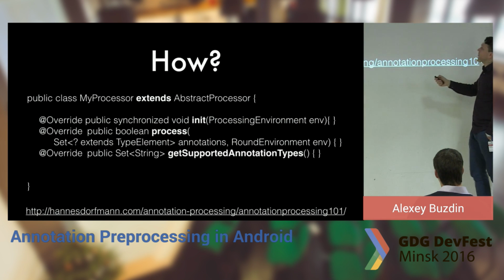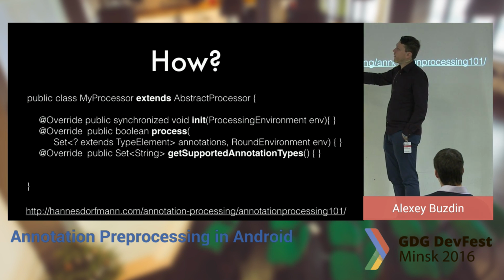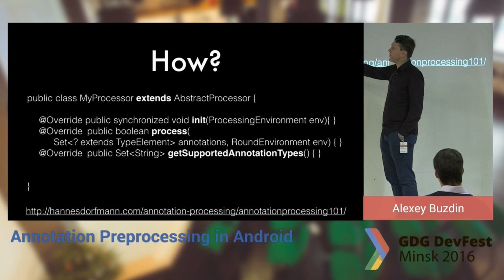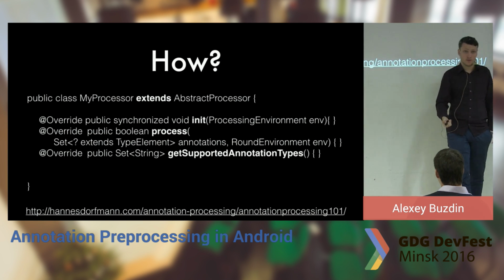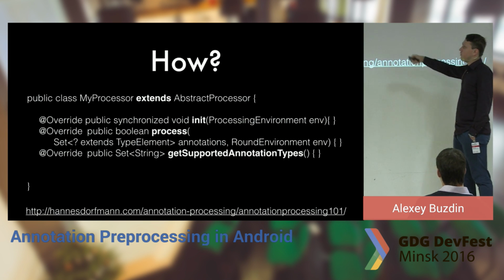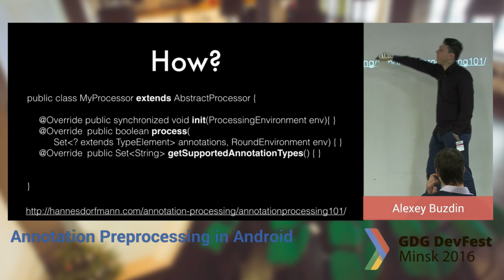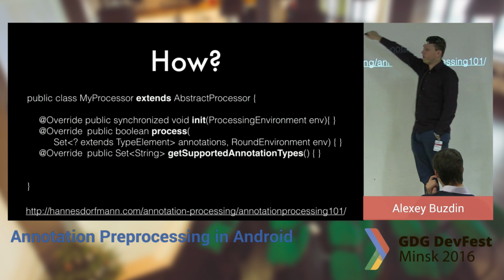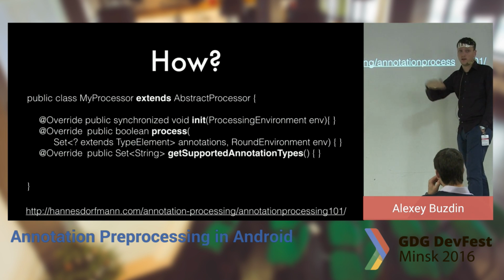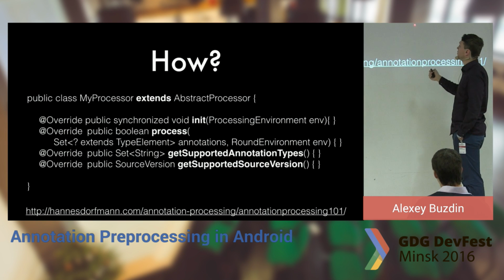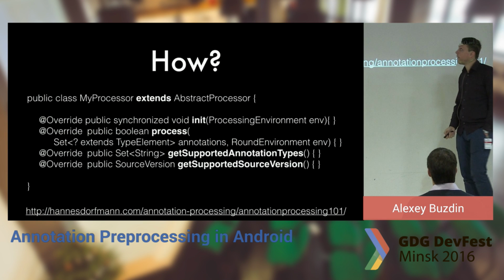Next one is getSupportedAnnotationTypes. So this is a method that passes a set of strings that represents what kind of annotations we're working with right now. So for example, Dagger would pass the inject annotation, the component annotation. The component annotation here is the primary annotation when we'll be constructing code. And also getSupportedSourceVersion. So here we just specify what kind of JDK we're working with.